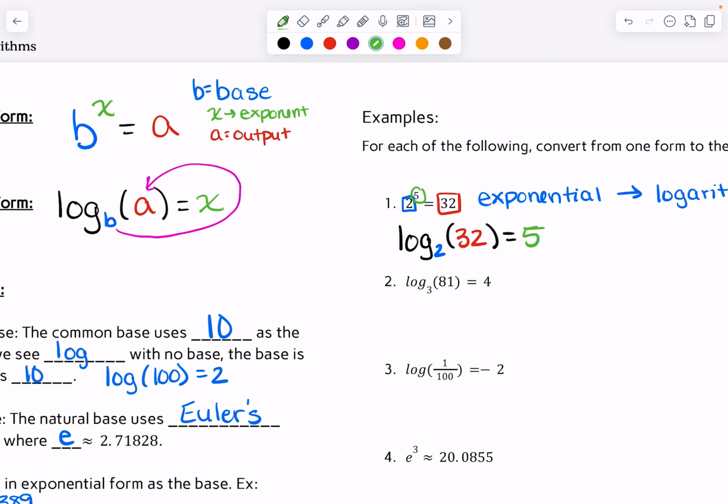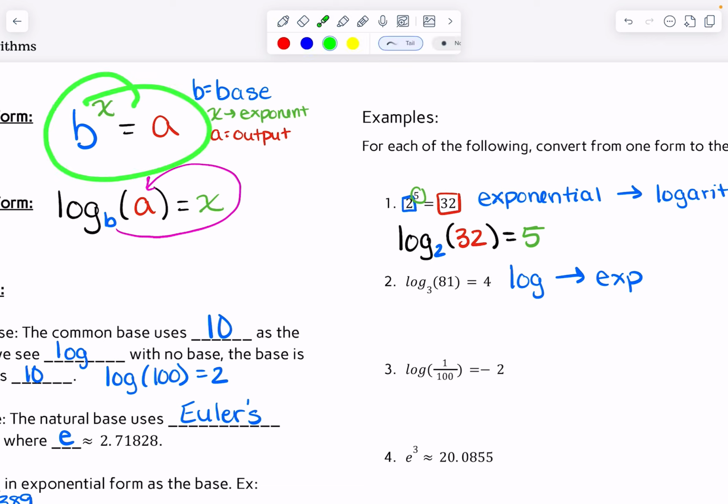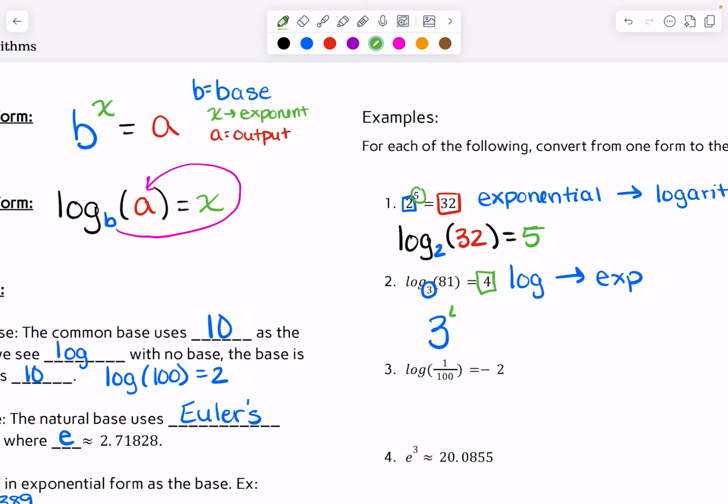Looking at our second example, I'm starting in logarithmic, so we're going to go to exponential form. For my exponential form, I'm going to start with my base. So I'm going to go from my base here of 3 to my exponent. I know in the logarithm, the exponent is what the log is equal to. So that is my 4. So 3 to the 4th power equals my output, which in a logarithm is inside of the log. 3 to the 4th power equals 81.